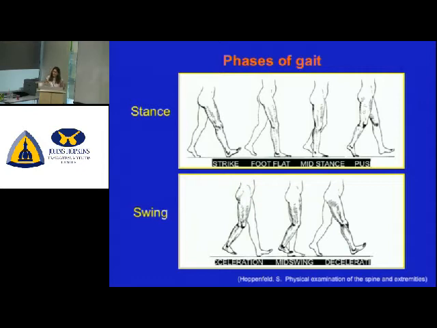Now it's important that we break it down because there are reasons why you would have issues with walking during the stance phase or during the swing phase, and they're very different. One is related to how well you can weight bear, for example, and one is related to how well you can control that leg while it's swinging through the air, right?